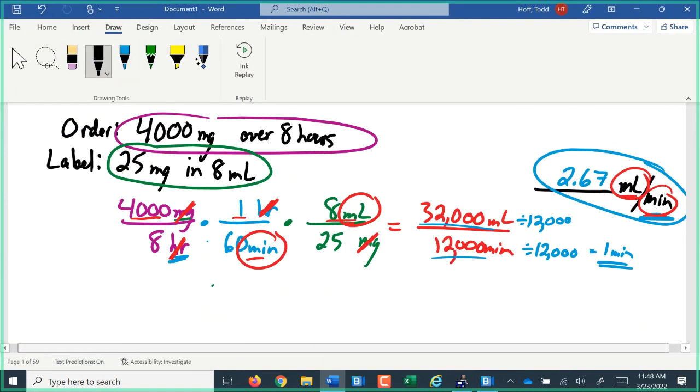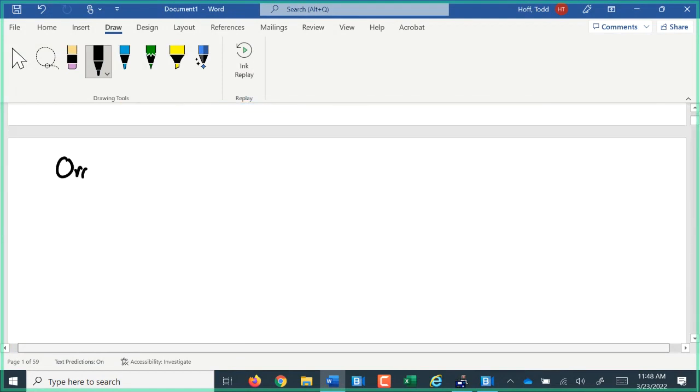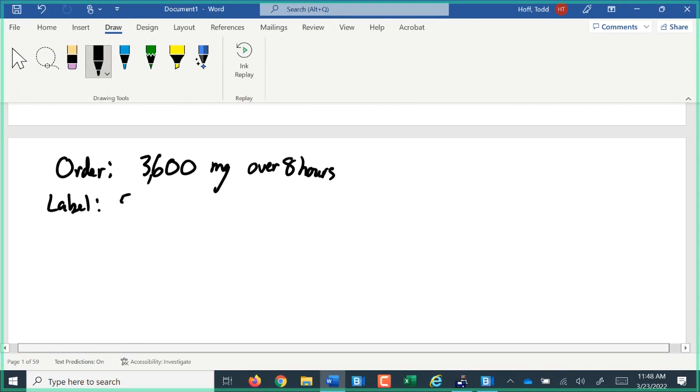Let's do one more example of that. Let's say we have an order for 3,600 milligrams of medication to be administered over 8 hours. Look at the label on our supply, and it says that that medicine is constituted at 50 milligrams in 12 milliliters.